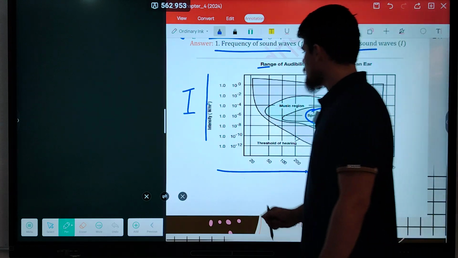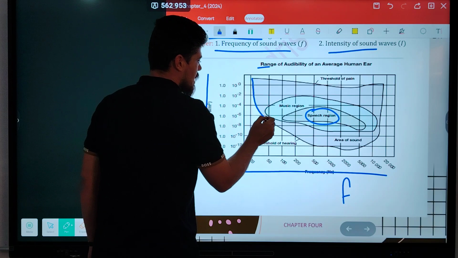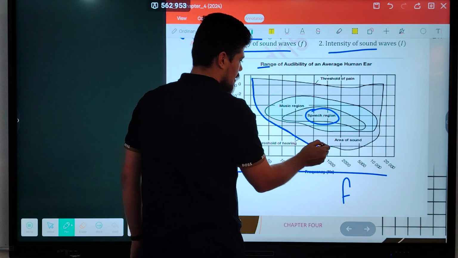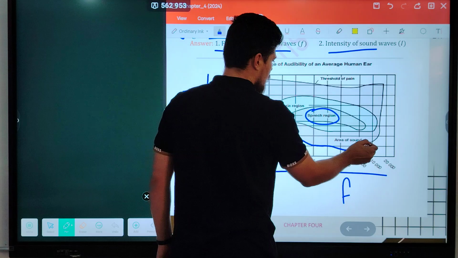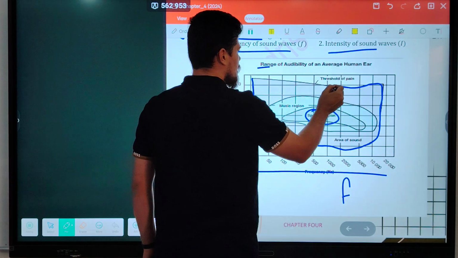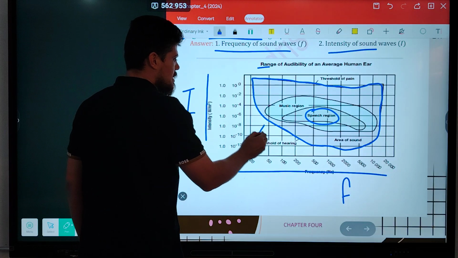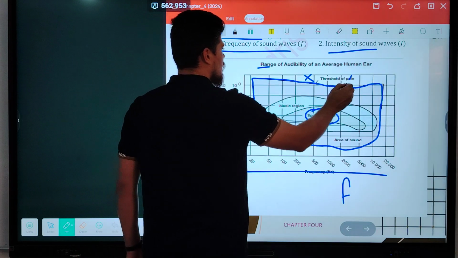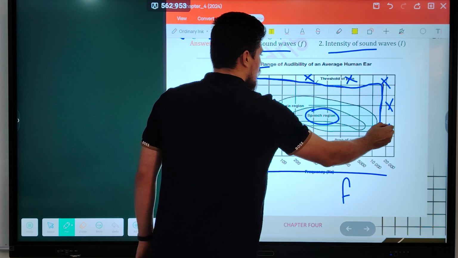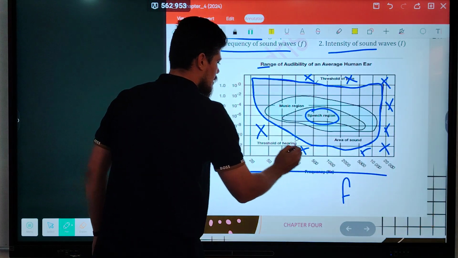Guys, inside the spectrum, we can hear the sound. Inside this line, we can hear the sound. But away from this line, there is no sound here. Out of this range, no sound can be heard.